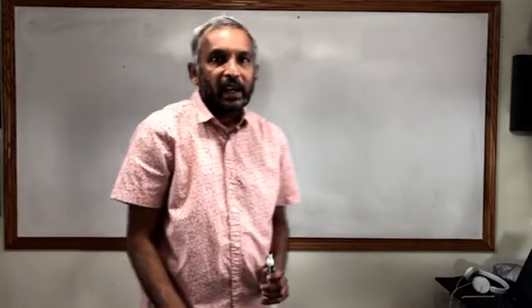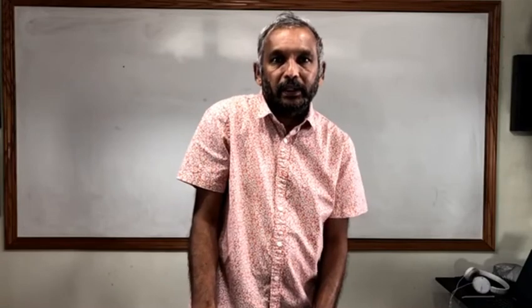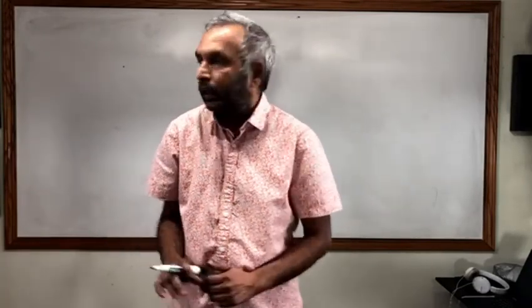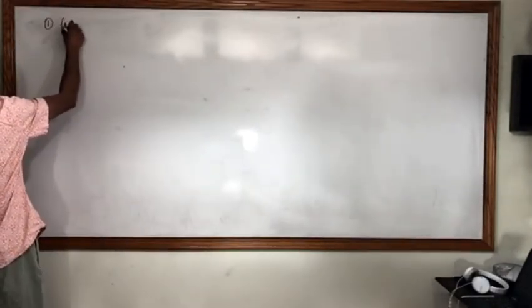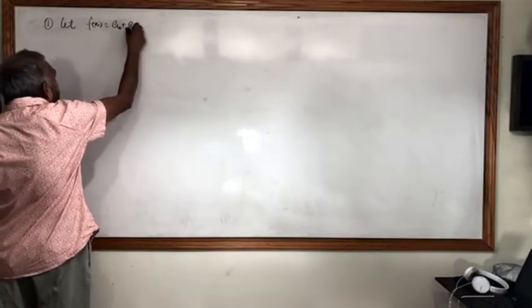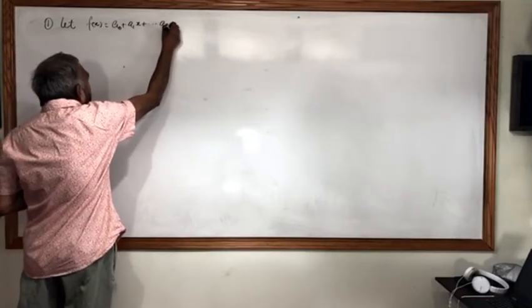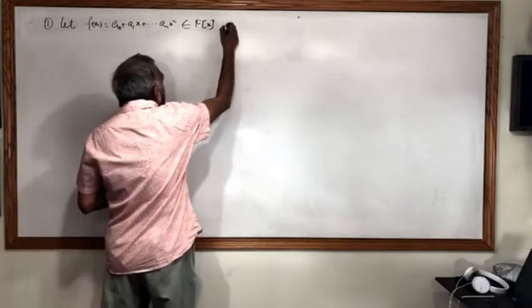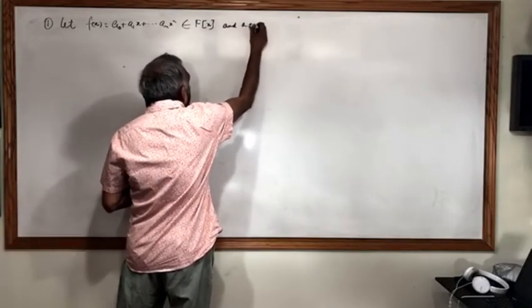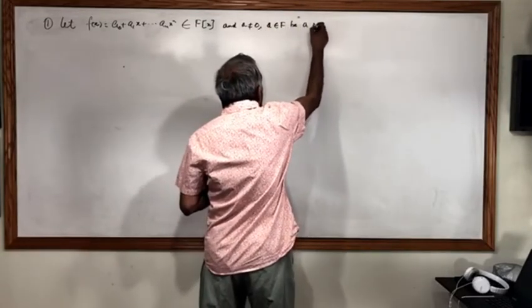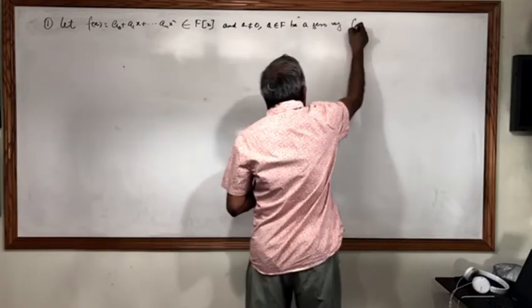So today let us start with some problems on the factorization of polynomials and the zeros of polynomials. So the first problem we are going to do today is this. Let f(x) = a0 + a1x + ... + an x^n belong to F[x], and let a, different from 0, a belongs to F, be a zero of f(x).